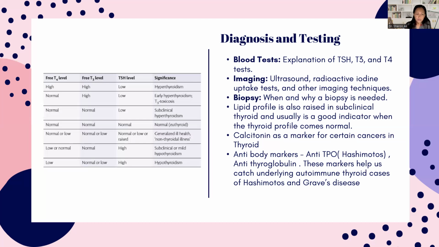Then if the T3, T4 is normal or low, and the TSH is also normal or low, this is non-thyroid illness, okay? And if it is low or normal T4, then it is mild hypothyroidism. And if it is low or normal T3, and with raised TSH levels, then this is hypothyroidism.